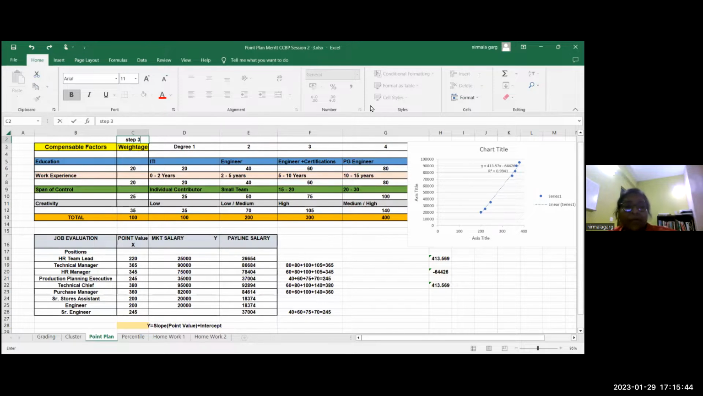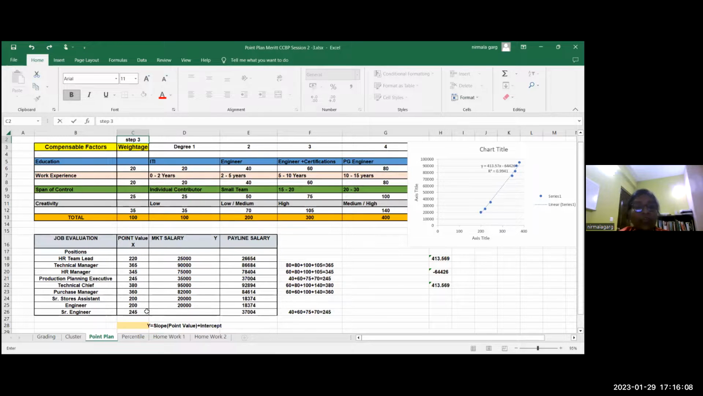For example, here, I've just given, so there are 10 positions. This is another case study. So I have calculated the total point value for these positions, depending on their job description. So the team lead 220, 365, 345, 245. I've done an evaluation and come to this conclusion.